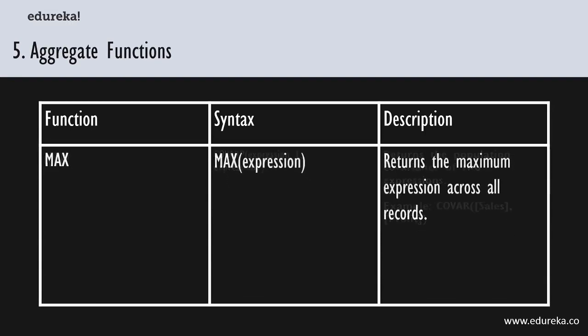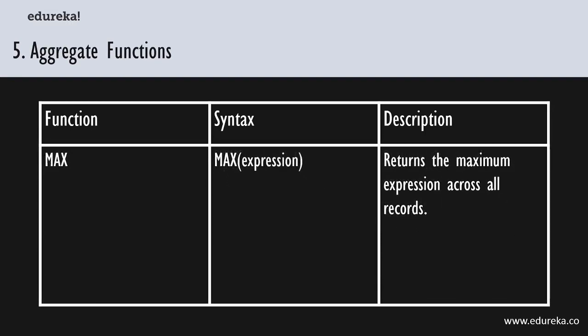Next, we have max, which we have tried thrice before. It returns the maximum expression across all records. We have median, which returns the median expression across all records. And then we have the min, which returns the minimum expression across the records.